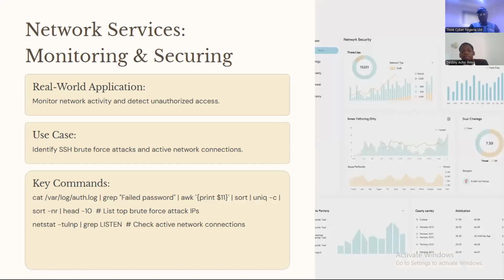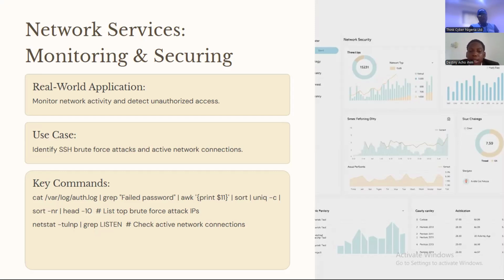Go ahead. We talked about network services and monitoring and securing, right? So in Lab 4, we explored the importance of monitoring network services, which is a crucial step to prevent unauthorized access. We used apt-get install to install services like Apache2, vsftpd, and SSH. Now, how is this relating to cybersecurity?